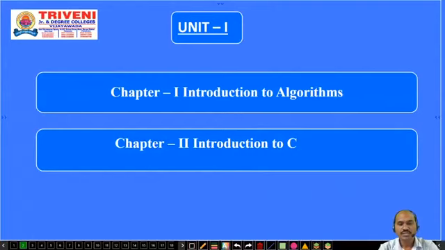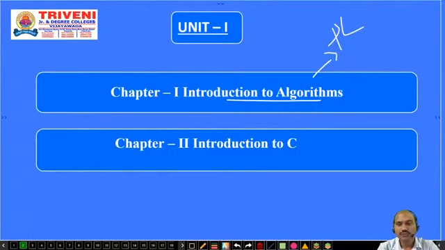Before we discuss the C language, we have to discuss the first chapter, that is introduction to algorithms. The concepts we cover in this chapter are algorithms, flowcharts, and finally programming languages. There are different types of programming languages: high level language, mid level language and low level language. These are the three types of languages.